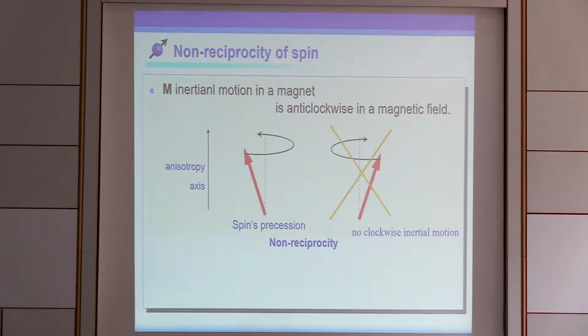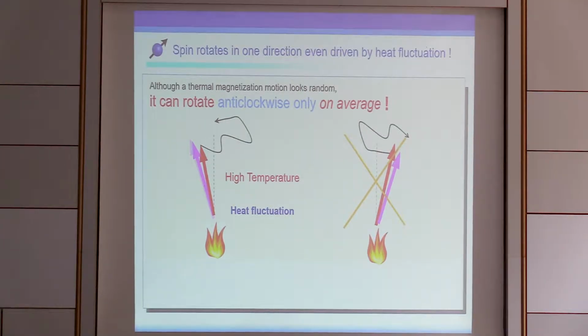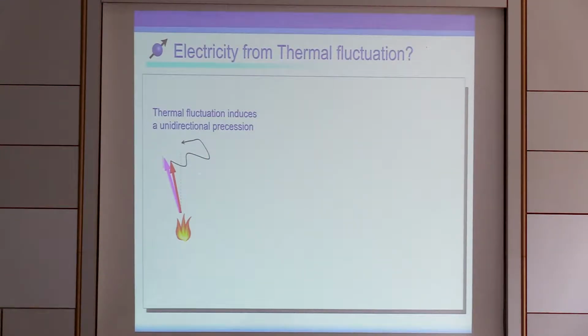It is due to the lowered symmetry in the time reversal. And this requirement is very strong, so that it is unchanged even when thermal fluctuation creates magnetization motion. Thermal magnetization fluctuation looks very random, but it can rotate anticlockwise only on average. So when a part of the sample is heated, thermal fluctuation induces unidirectional magnetization rotation on average.